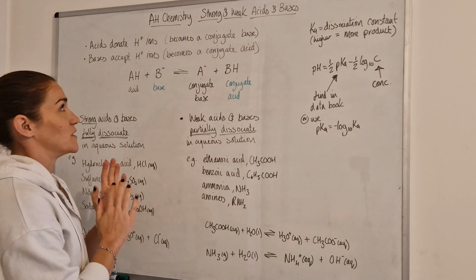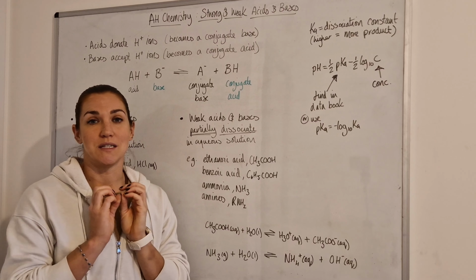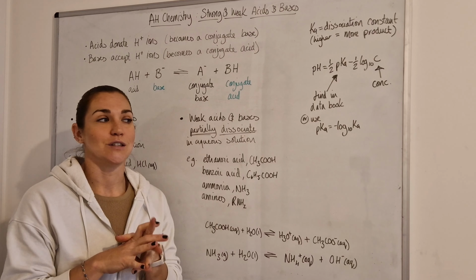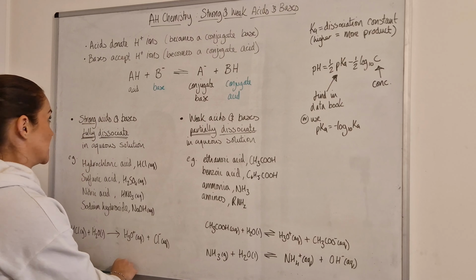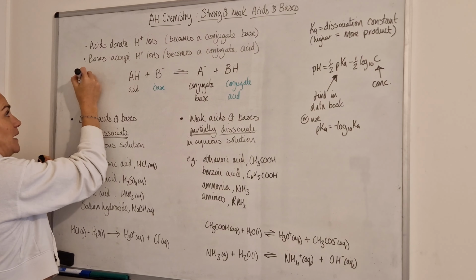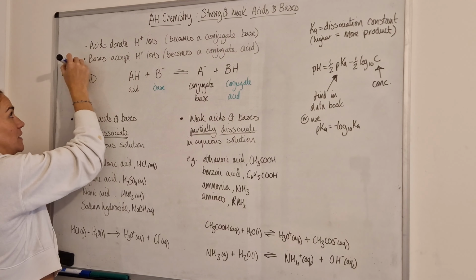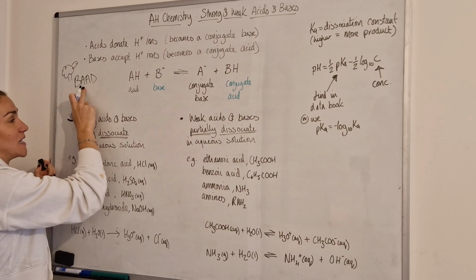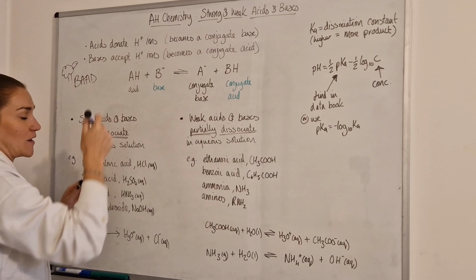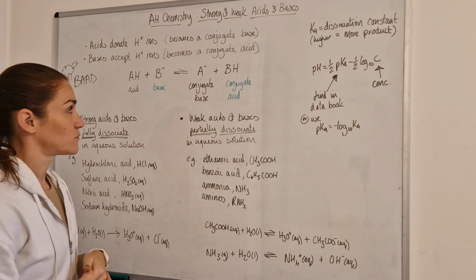So to remind myself of the Bronsted-Lowry definition, I imagine a sheep saying "baa", so "baa" with 2 A's. And basically, if you write out "baa", like a sheep would say it, here's a wee sheep here, then that reminds you that bases accept and acids donate. You just have to remember that's in reference to protons or hydrogen ions.